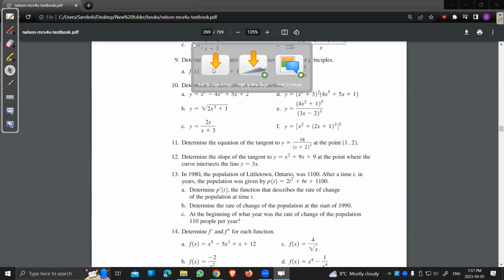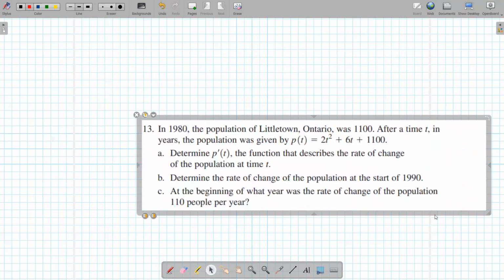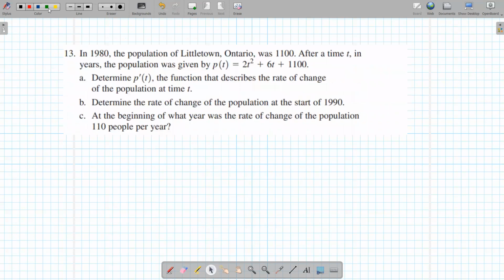You want to do a really quick question here? Look at this. It's very simple. It's simple because it's not like e to the x or sine x or chain rule or anything. It's just a polynomial. It's just a quadratic. What's going to be the derivative of this? 4t plus 6. 4t plus 6. A is done in the back, easy.